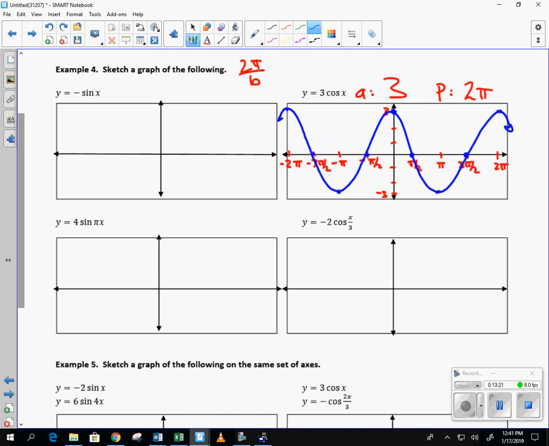Let's look at y equals negative sine of x. I identify the amplitude, and I identify the period. What is the amplitude? Amplitude is always positive because it's an absolute value. What is the period? 2 pi.